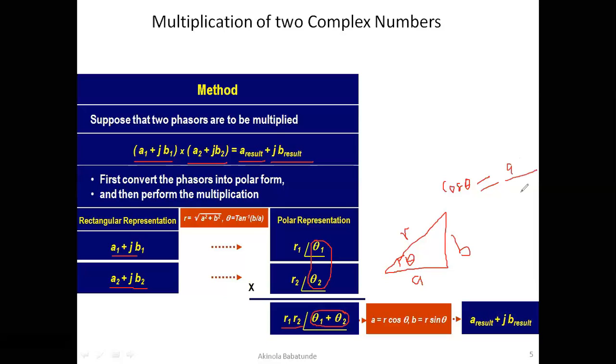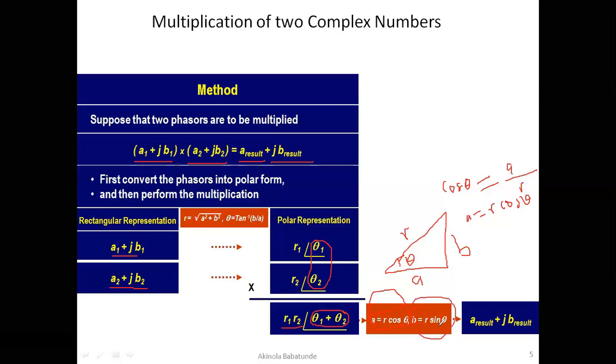Hypotenuse is our R. If you're looking for A, you cross multiply, and that gives us R cos theta. That is how they got this A equal to R cos theta here. The same thing for B, you find sine theta. Sine theta is going to be opposite over hypotenuse. That is, sine theta will be equal to B over R, and then your B will be equal to R sine theta. That's how they got these two here.